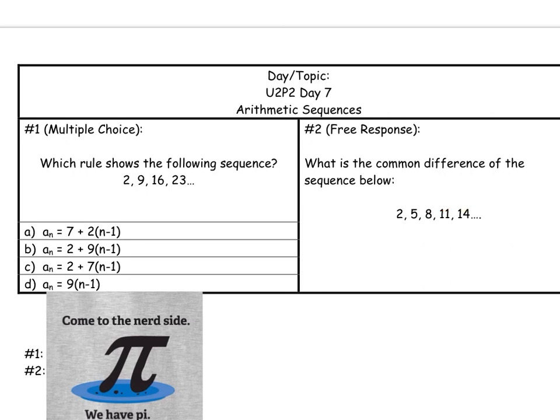Make sure you put these in the Google form. We're going to spend a couple days on this, so if you feel like you're confused, just focus on a couple things. Focus on finding the common difference, and focus on what the first term is and how we're getting to each next term. And make sure you include your answers on the Google form.